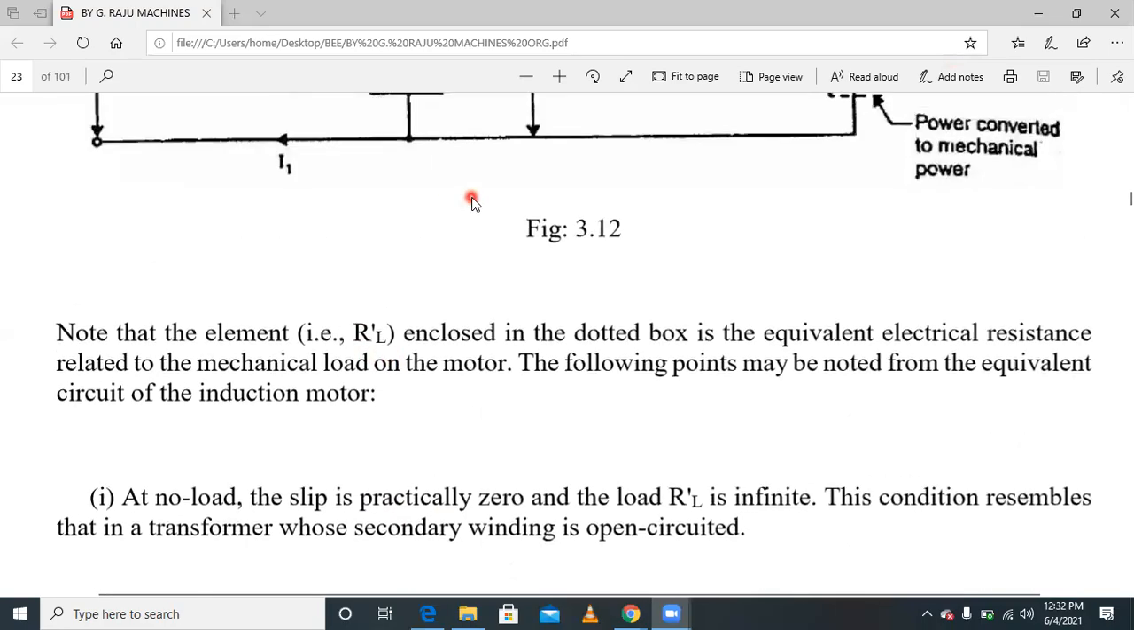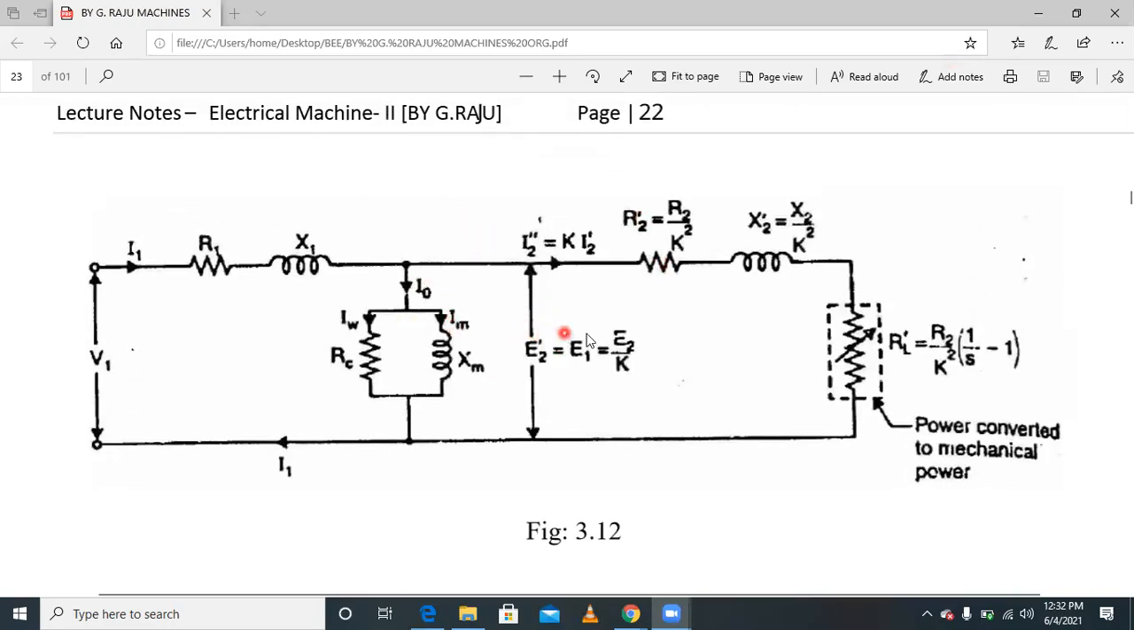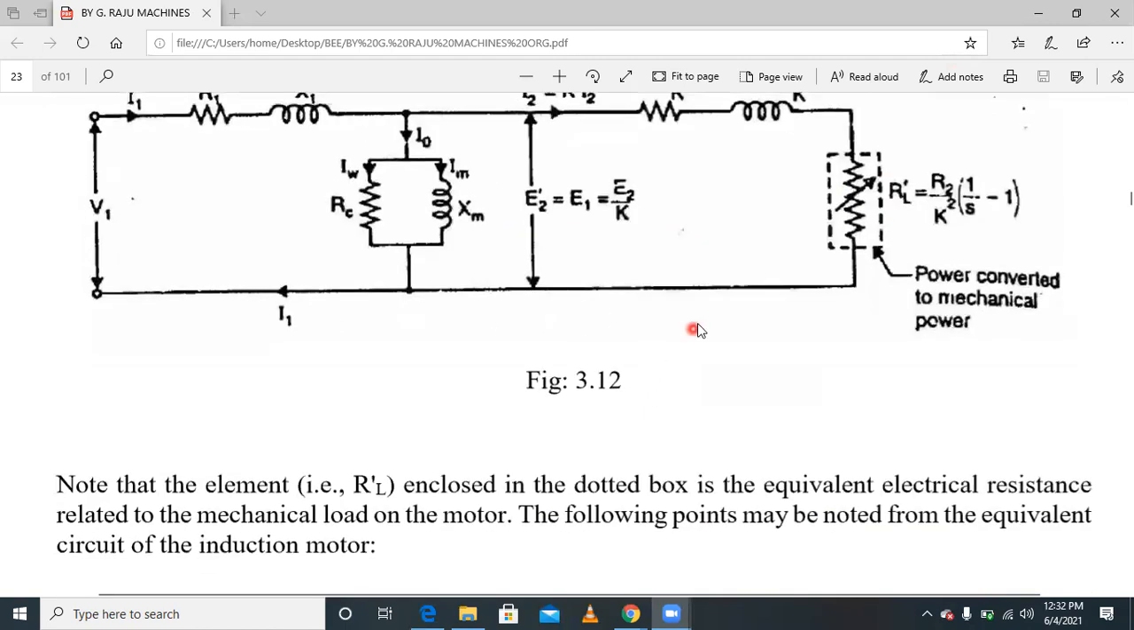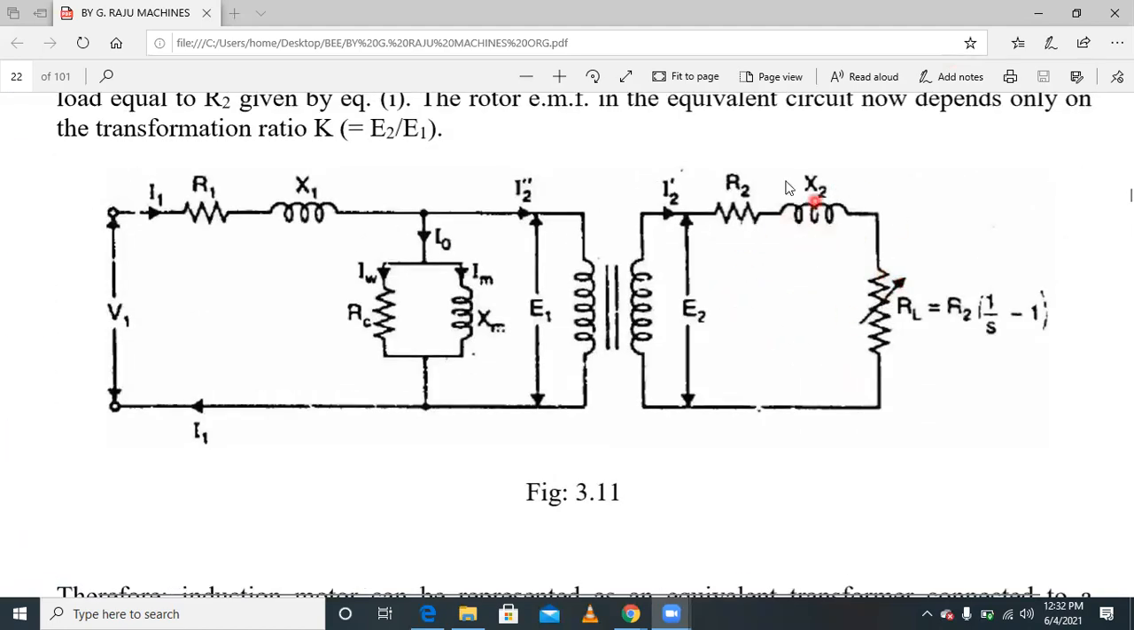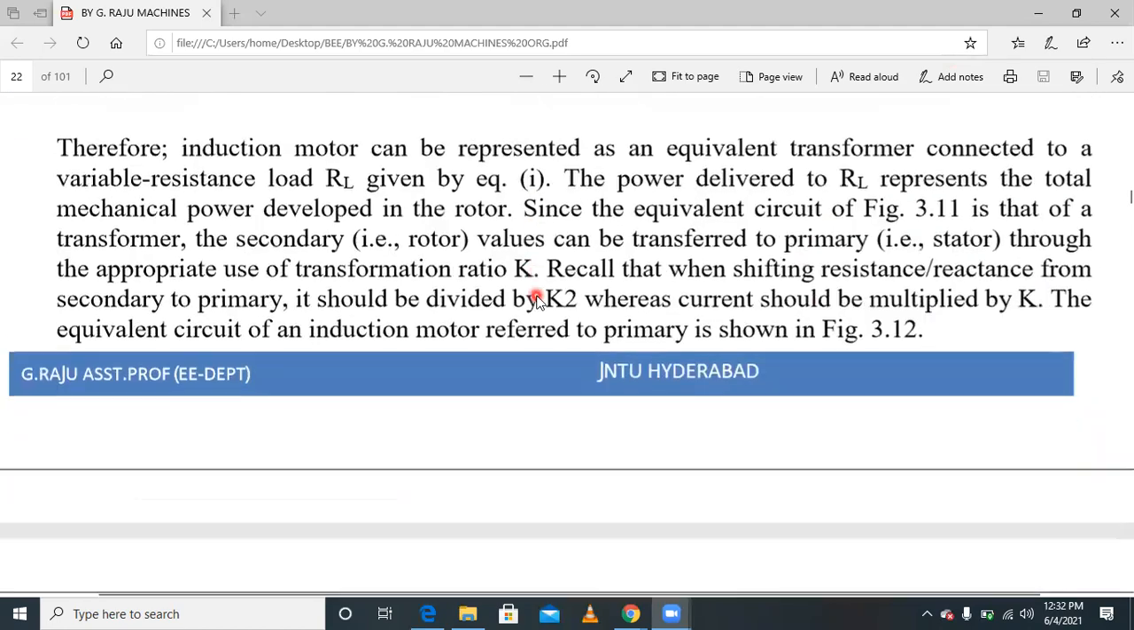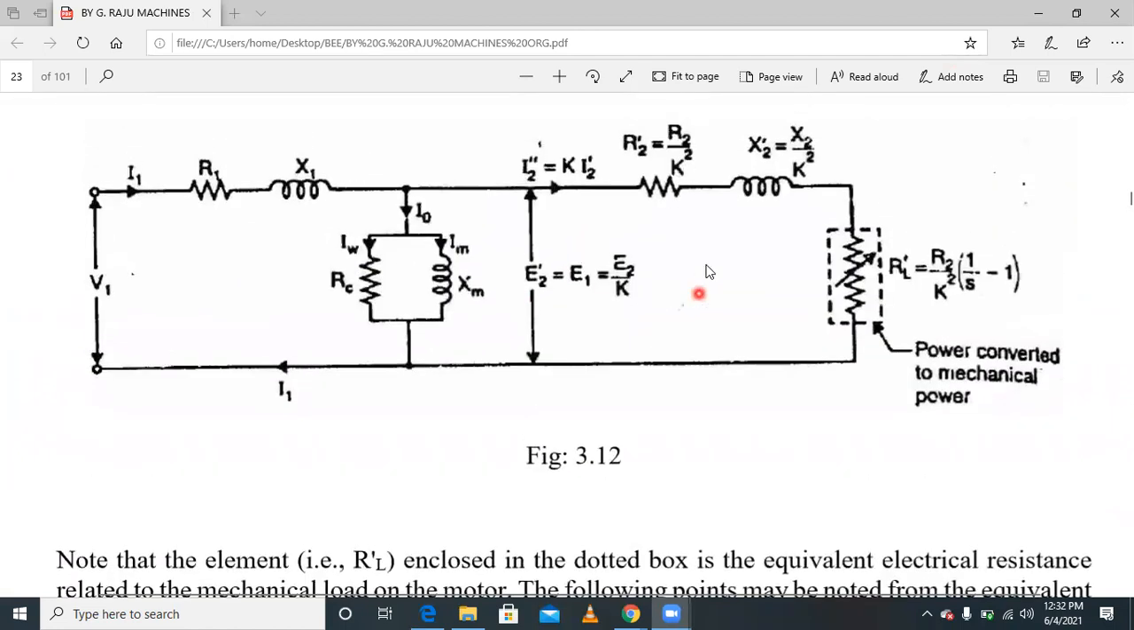Okay, this is the equivalent circuit when the secondary side parameters are converted into the primary side. This is the equivalent circuit diagram. By k square, we get R2 by k square, X2 by k square, and E2 by k. So like this, secondary side parameters are converted into primary side.